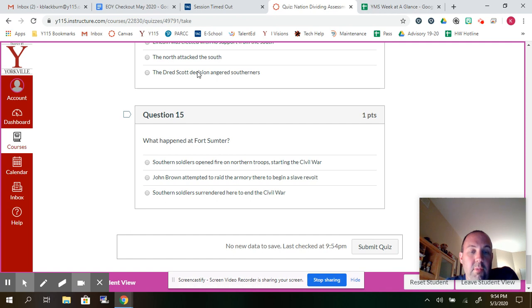And question 15. What happened at Fort Sumter? Southern soldiers opened fire on Northern troops, starting the Civil War. John Brown attempted to raid the armory there to begin a slave revolt. Southern soldiers surrendered here to end the Civil War.